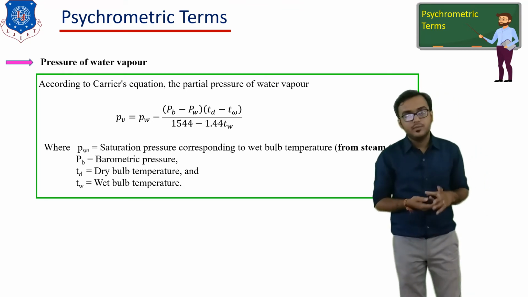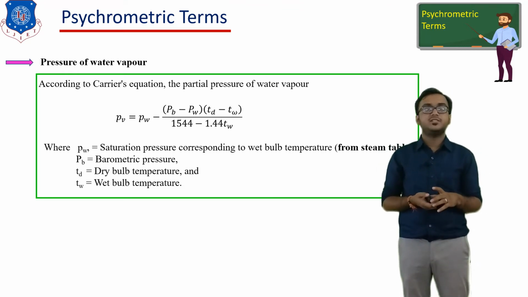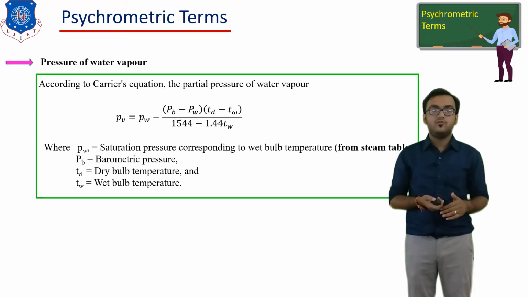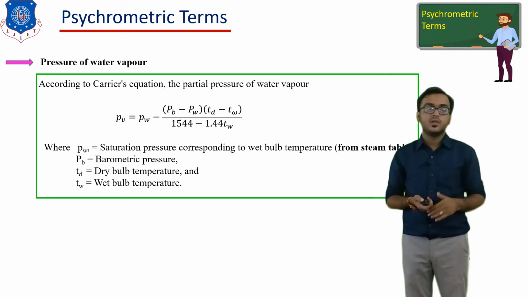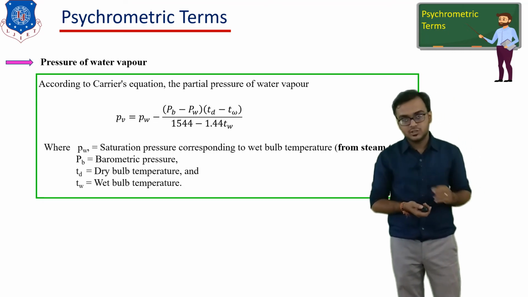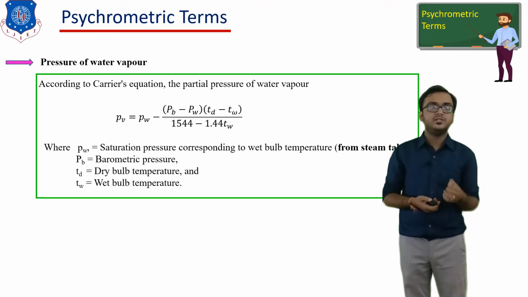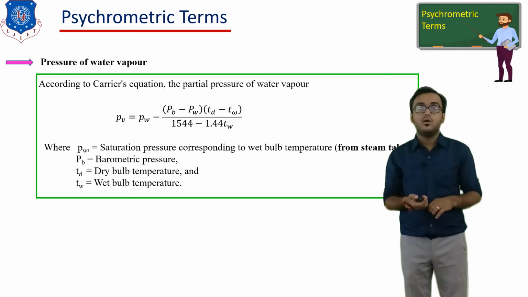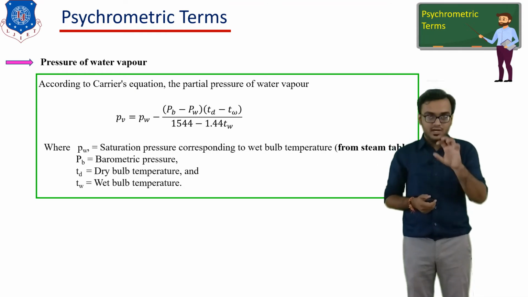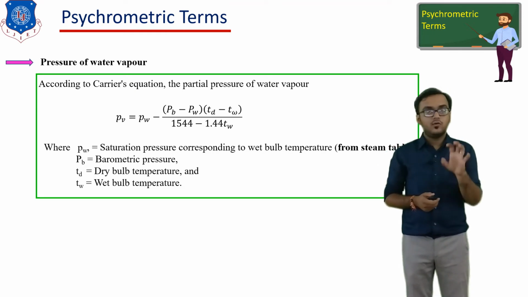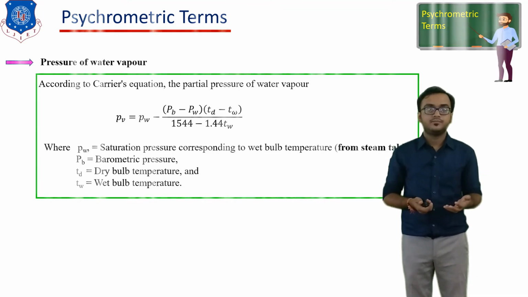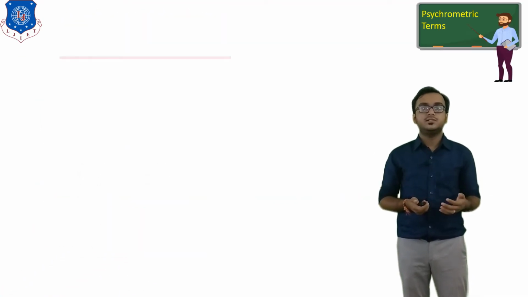Okay, so you can say PV is equal to PW minus (PB minus PW) into (TD minus TW) divided by (1544 minus 1.44 TW). Here PW stands for the saturation pressure corresponding to the wet bulb temperature, PB stands for the barometric pressure, TD stands for the dry bulb temperature, and TW stands for the wet bulb temperature. So it is the equation which we utilize for the example or to identify the remaining psychrometric properties.